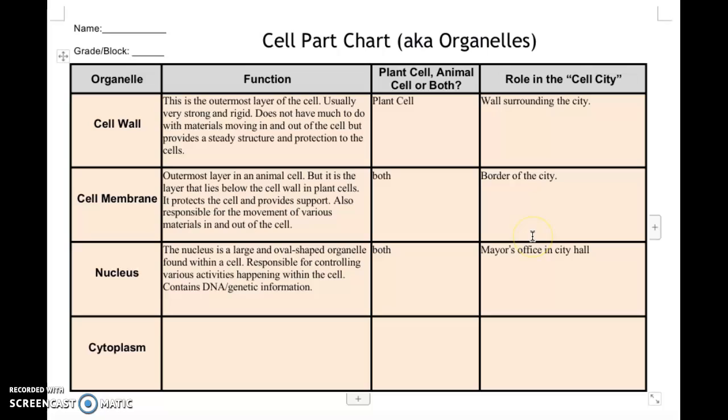Just like a mayor's office, it is definitely holding a lot of power, and has the power to oversee everything that's going on within its city limits. So that's why we would make that comparison.